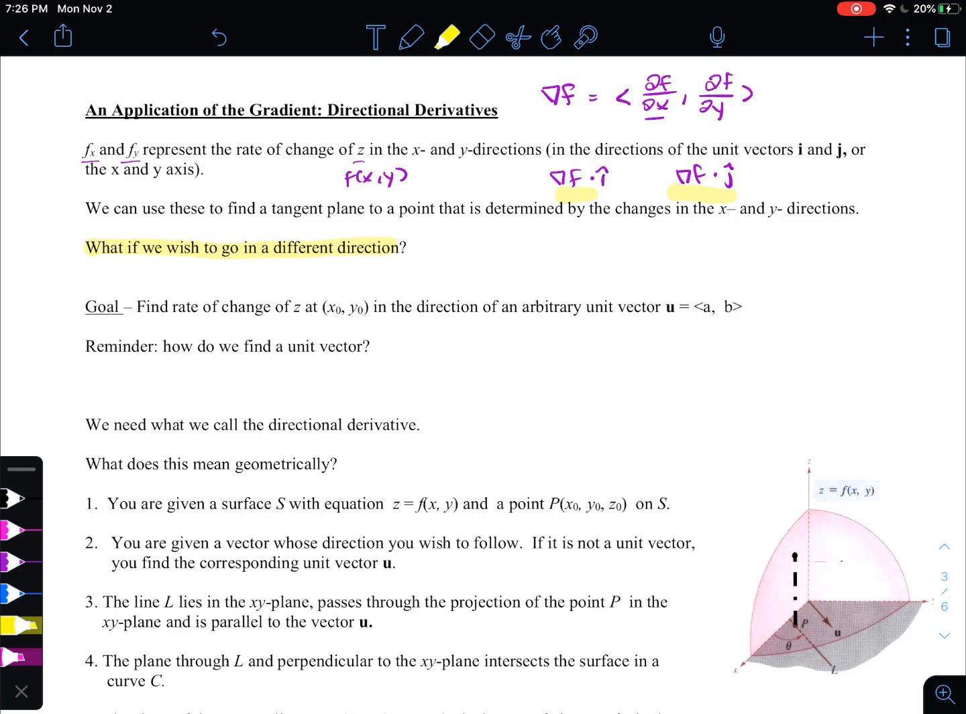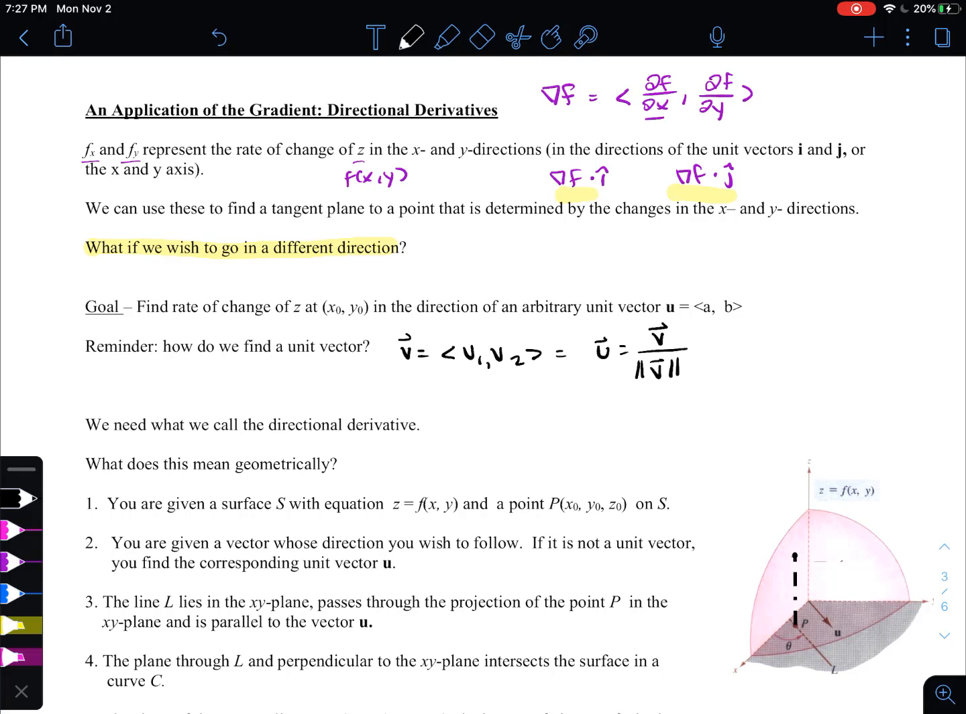Why would we want to use a unit vector? Well, our result will not be dependent upon the length of the vector we used for the direction. If you don't have a unit vector, remember, if you just have some vector v1, v2, you can normalize it by taking the vector v and dividing by its own magnitude. So even if you don't have a unit vector, you can always make one. This ensures that our result is not affected by the length of the vector we chose. We are specifically just isolating the direction by using a unit vector.